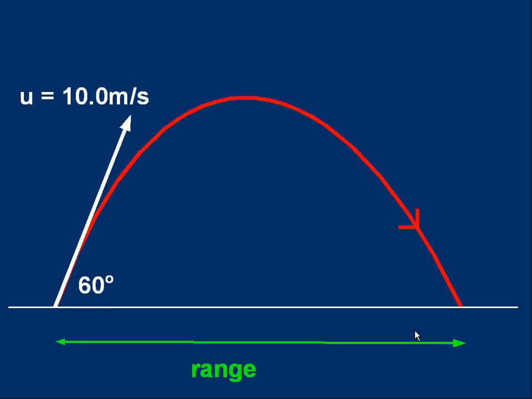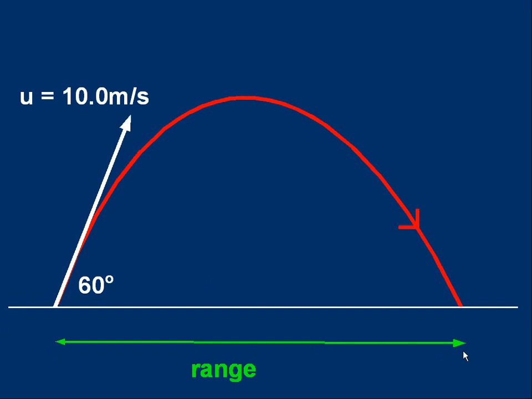Let's make a start. Here's a diagram showing a projectile. The initial velocity, white arrow, I've called u, 10 meters per second. The initial velocity when you maybe throw the stone is at an angle of 60 degrees to the horizontal, and the red line shows the trajectory, the path, and if there's no air resistance it will be a parabola. The distance it travels is called the range. We often have to calculate the range.